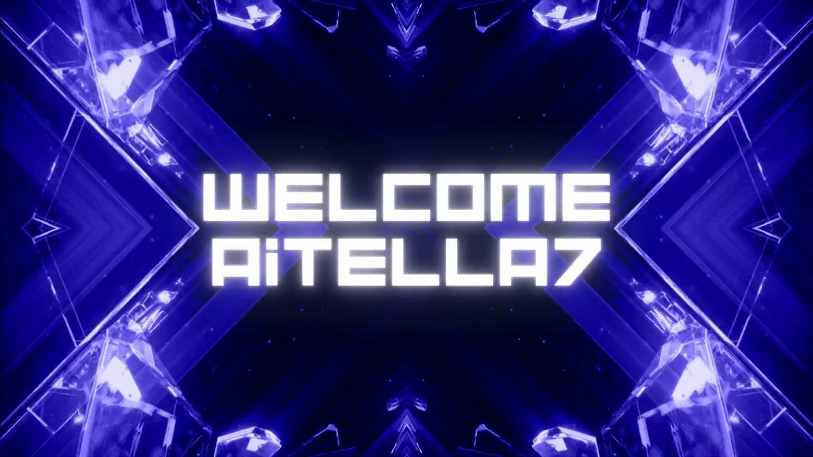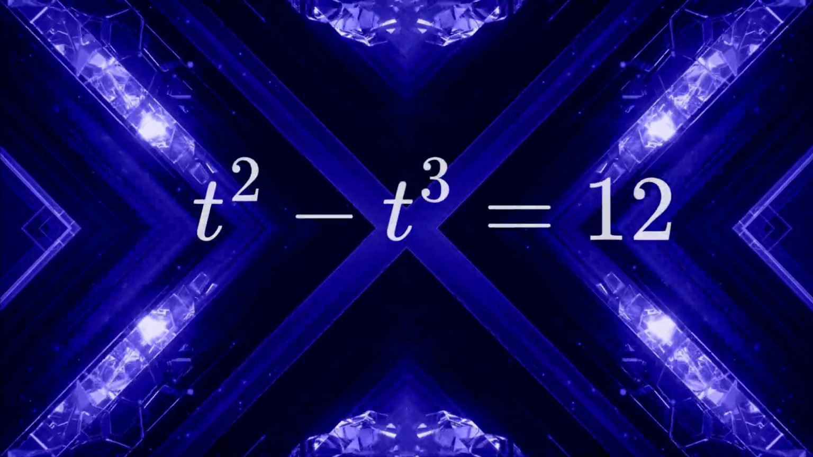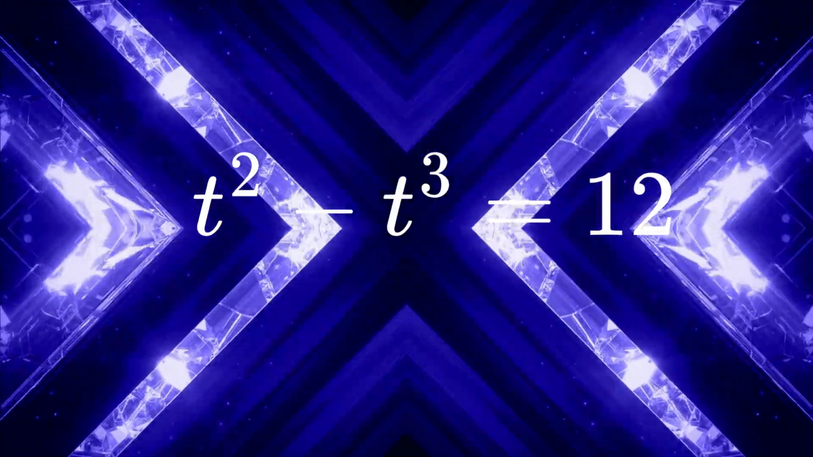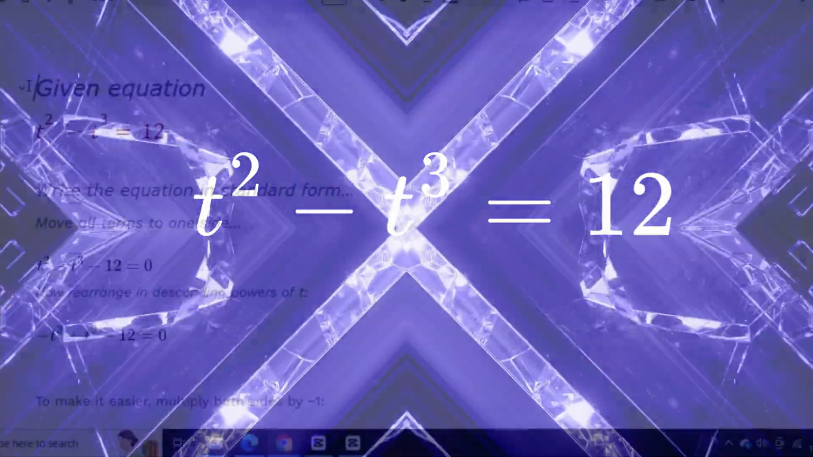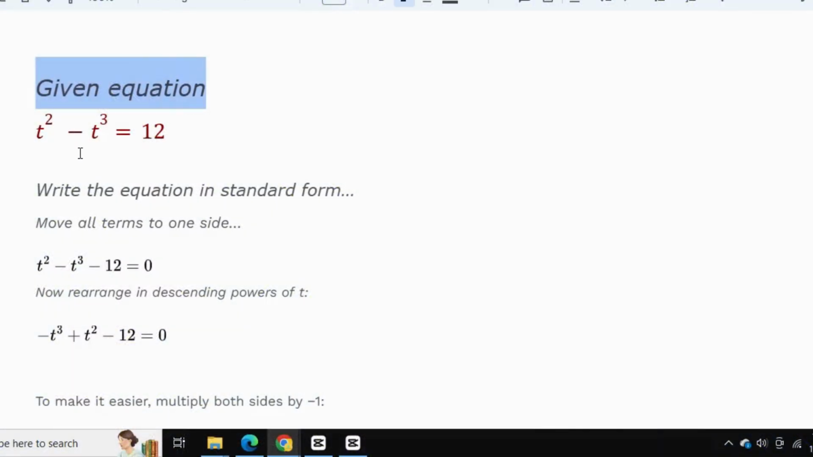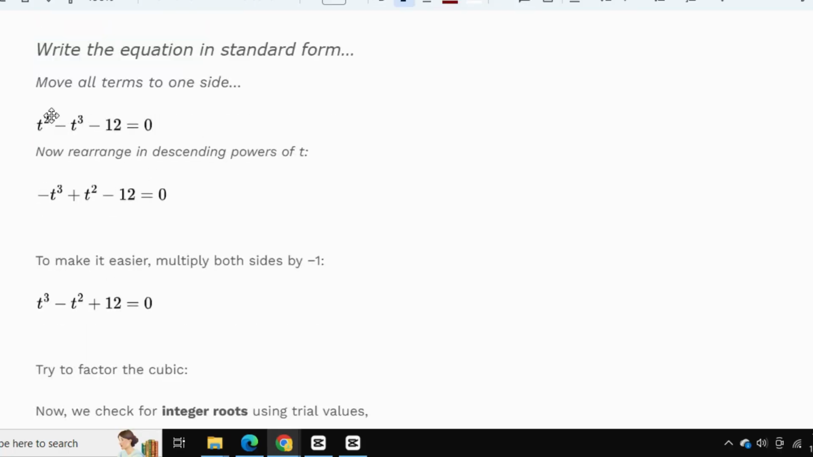Today, I am here with another interesting question and step-by-step solution. Are you ready to solve it? Let's begin. t squared minus t cubed equals 12.